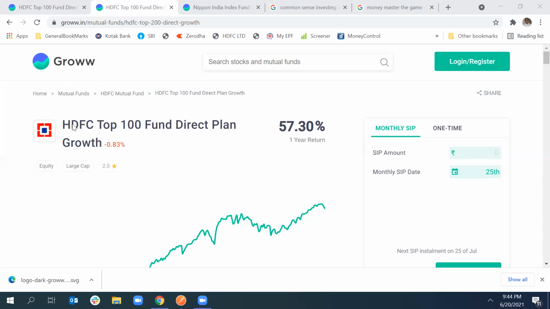And HDFC AMC's Top 100 is the approach or the scheme theme behind running this particular scheme. They are saying top 100 companies. When they say top 100, they are talking about the top 100 companies by market capitalization. Last time I said the top biggest 100 companies of India, they will target and put their money into this particular fund.